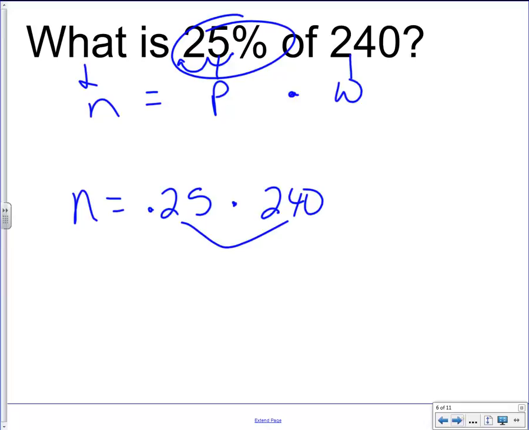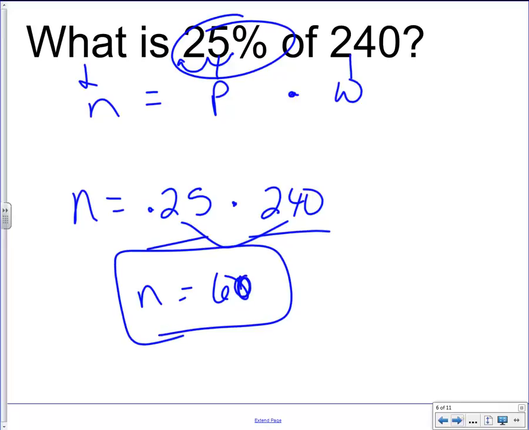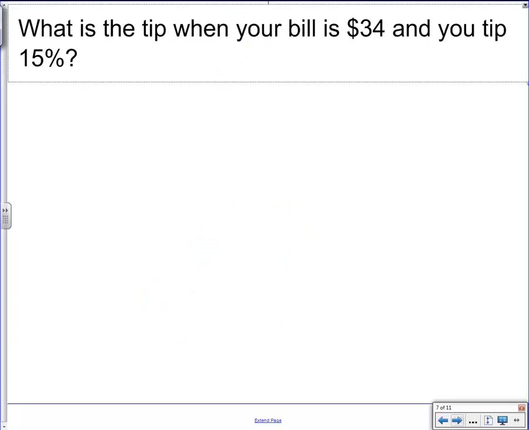When I put these in my calculator and I multiply 0.25 times 240, I get, let's see, 0.25 times 40, oops, sorry, not 40, 240. I get 60. And that's it, because n is on one side already, the numbers are on the other side, and so I found that 25% of 240 is 60. Okay? All right, the next one's getting a little more difficult.